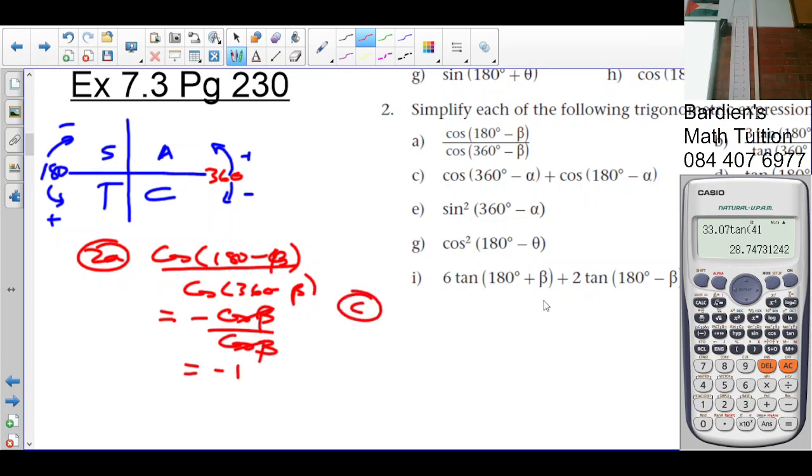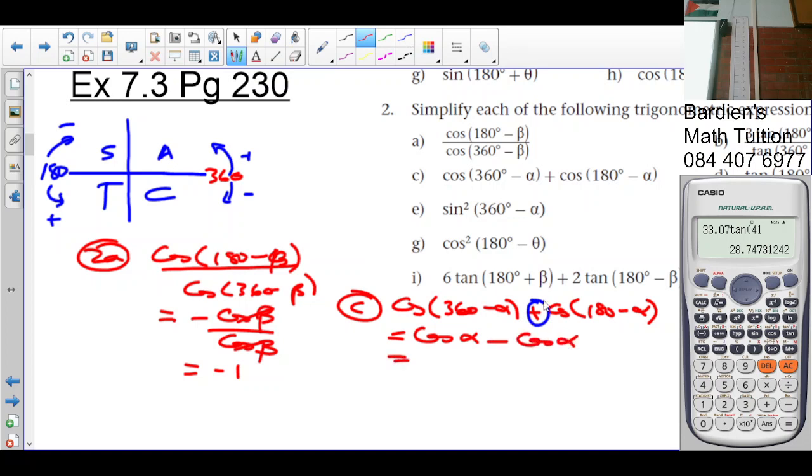Let's look at C. You got cos of 360 minus alpha plus cos of 180 minus alpha. 360 minus alpha is in which quadrant? 4. Is cos positive, negative? Positive. Cos alpha. 180 minus alpha. Second. Cos positive, negative? Negative. So cos alpha minus cos alpha, 0.